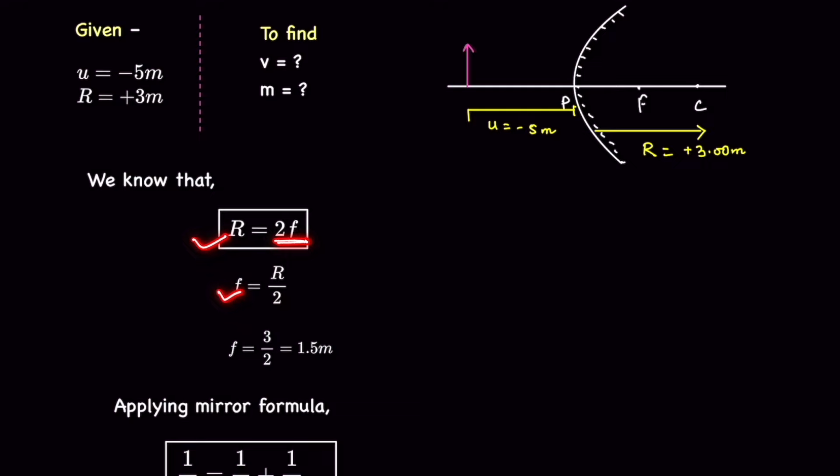So f is equal to R by 2. According to the question, R is plus 3, so 3 by 2 is 1.5 meter. Why are we finding f here? Because we have the mirror formula.